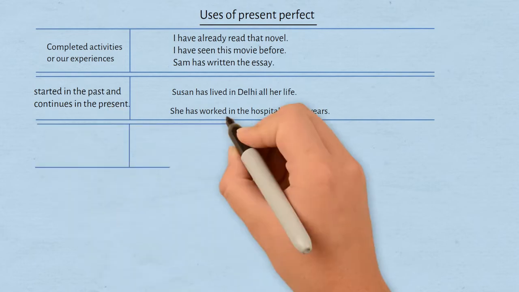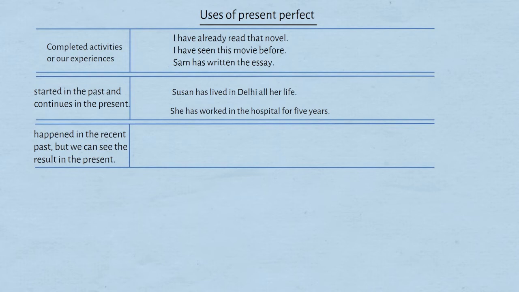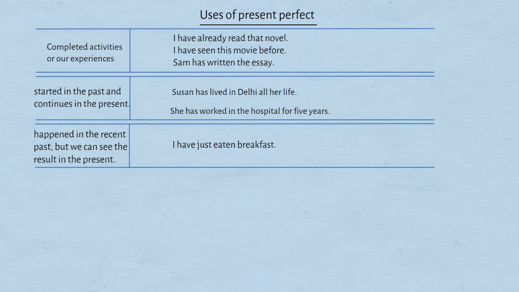We also use this tense for something that had happened in the recent past, but we can see the result in the present, or the consequences of the activities may continue in the present. I have just eaten breakfast. As a result, I'm not hungry.